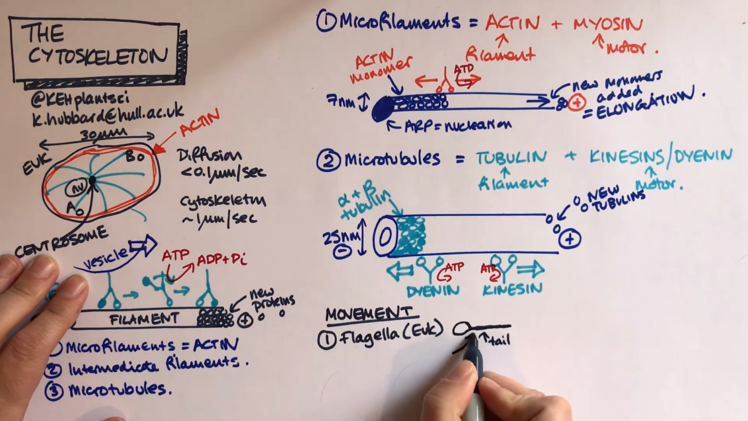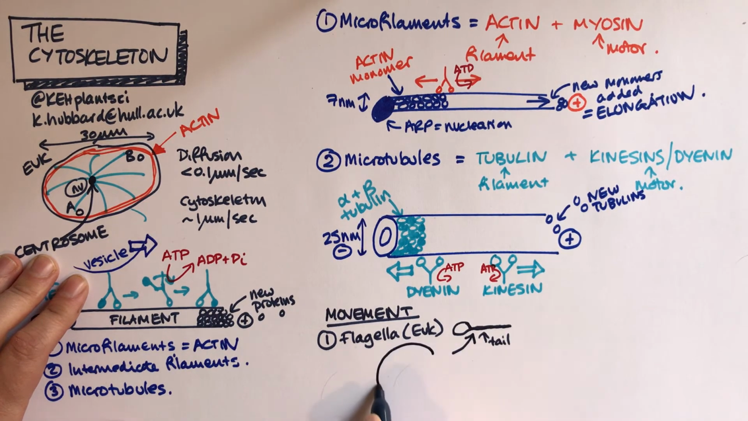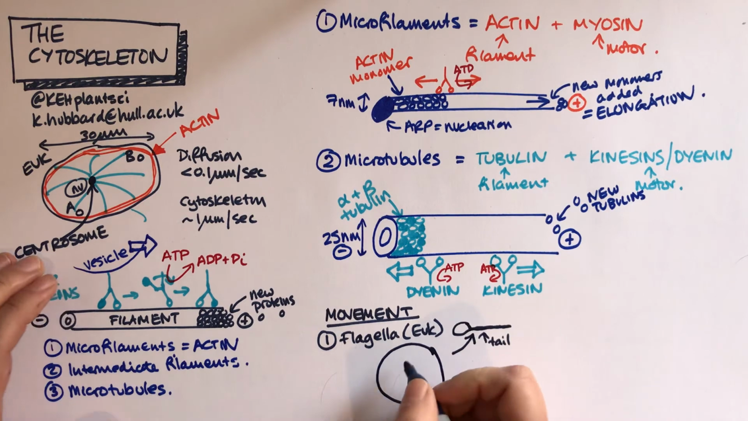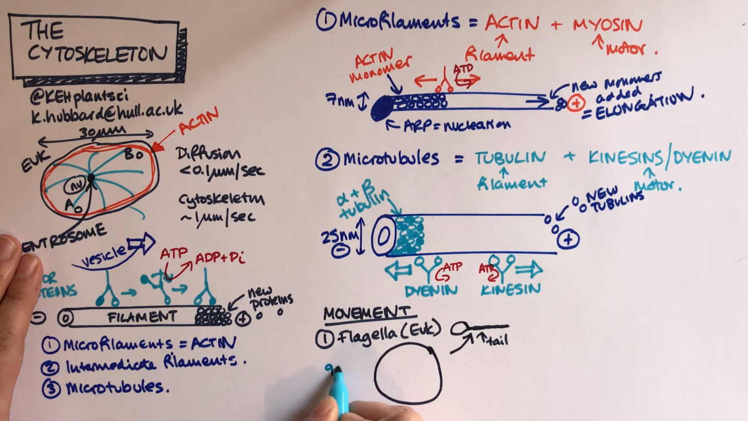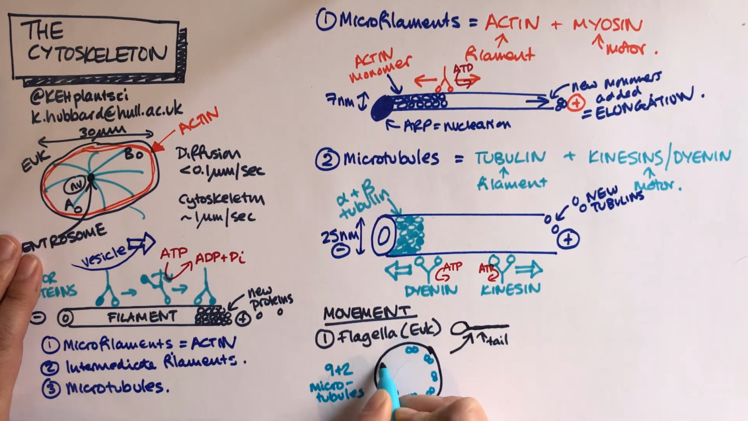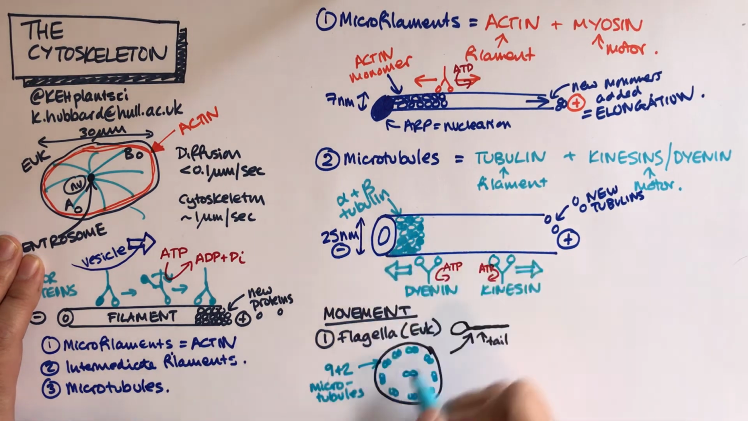And the cross-section of that tail is quite complicated. So that's a cross-section through the tail. And there are microtubules inside there, though not loads and loads. There's a very predictable structure. There's what's called the 9+2 arrangement of microtubules. So we have round the edge 1, 2, 3, 4, 5, 6, 7, 8, 9. We have 9 pairs of microtubules around the edge and 2 in the middle. Each one of those little circles is one of these microtubules here.